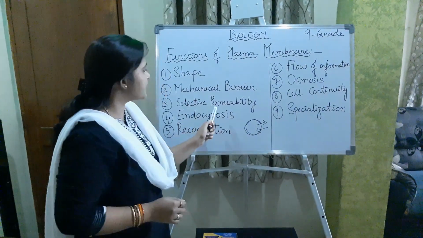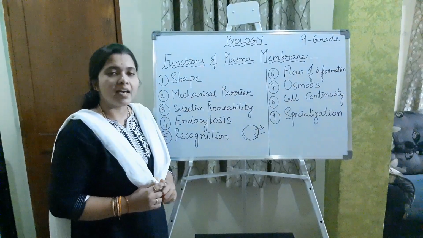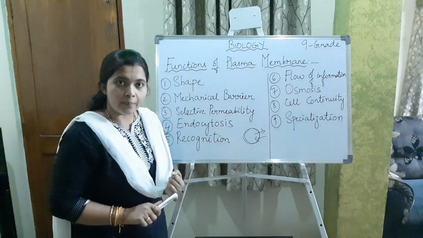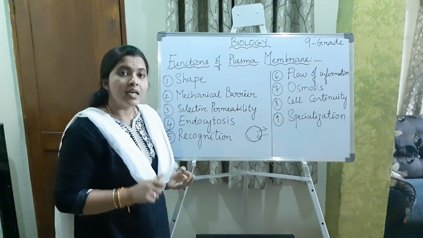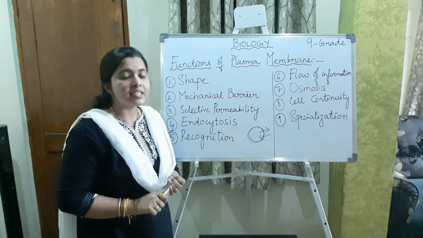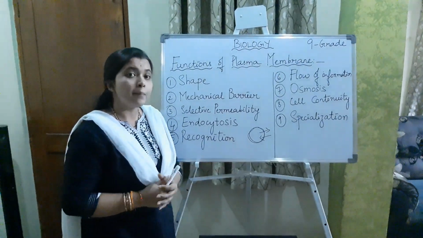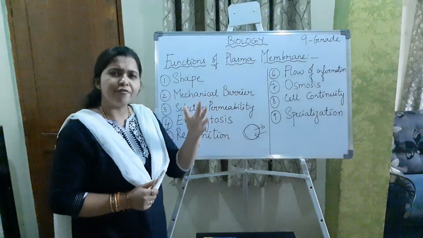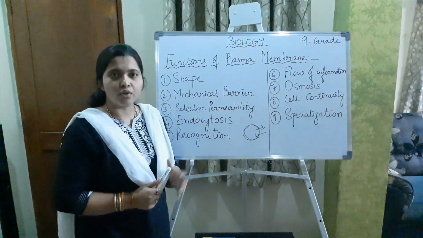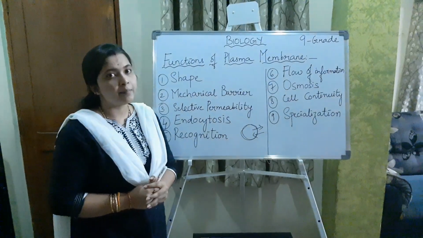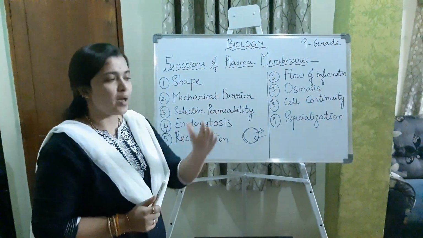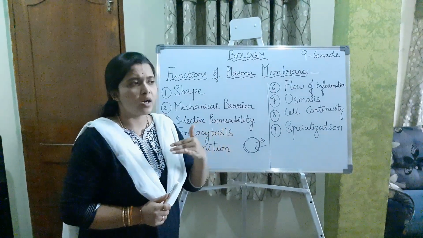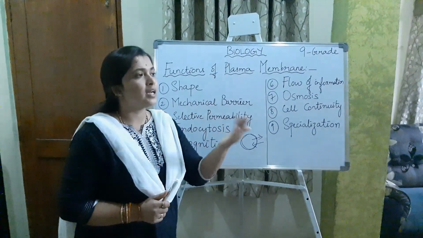So next one is selective permeability. Plasma membranes are of 4 types, children. I already explained you. Impermeable membrane, permeable membrane, semi-permeable membrane, selectively permeable membrane. What is permeable membrane? Permeable membrane means the plasma membrane allows everything to come inside and exit out of the cell. What is impermeable membrane? It does not allow anything to enter, solvent or solute, whatever it is, and it will not allow anything to exit.